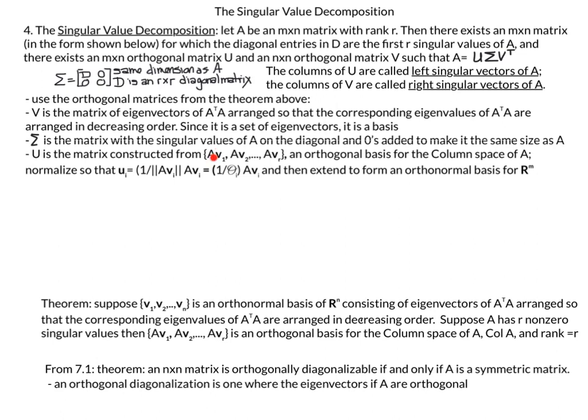Then last, U is the matrix constructed from Av1, Av2, up to Avr, if there are r singular values. And it's an orthogonal basis for the column space of A, and it's normalized. And then sometimes, as we saw in the last example, we might need to extend U from r vectors into m vectors, so that it becomes an orthonormal basis for Rm.